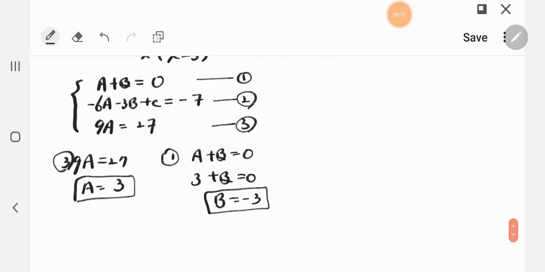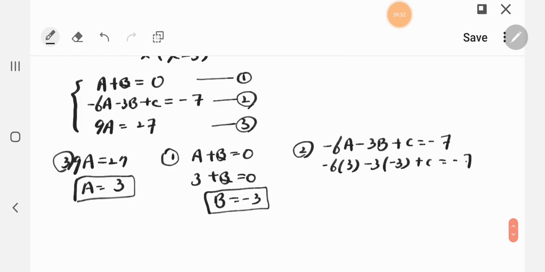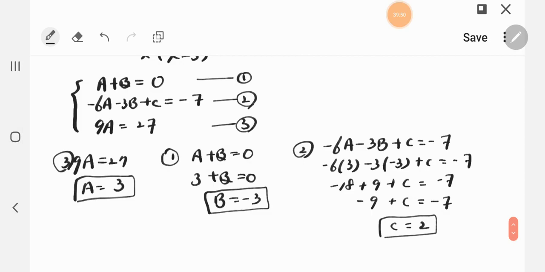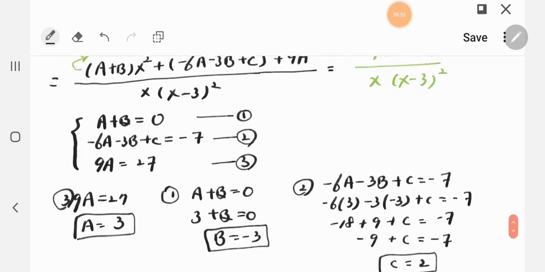And let's find c. So from equation 2, negative 6a minus 3b plus c equals negative 7. And a is 3, so negative 6 times 3 minus 3 times b, which is negative 3, plus c equals negative 7. Negative 18 plus 9 plus c equals negative 7. Negative 9 plus c equals negative 7. So, adding 9 to each side, c is equal to 2. So we found all the values of a, b, c.